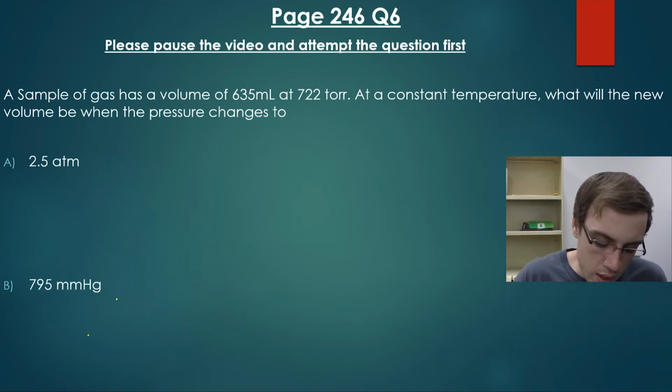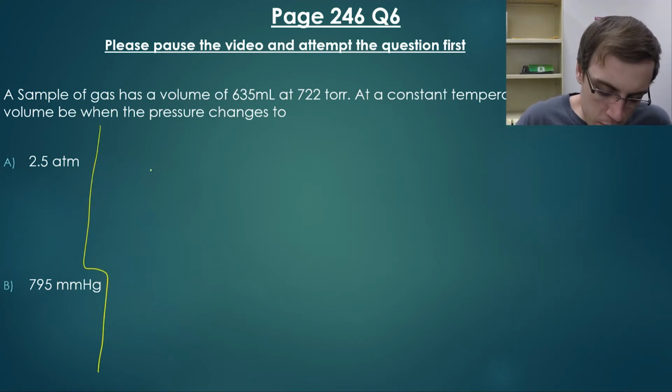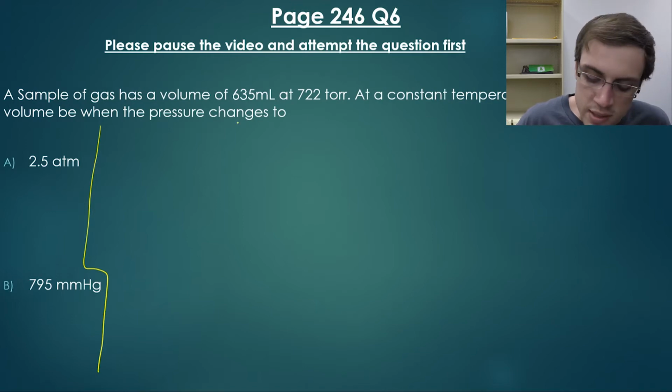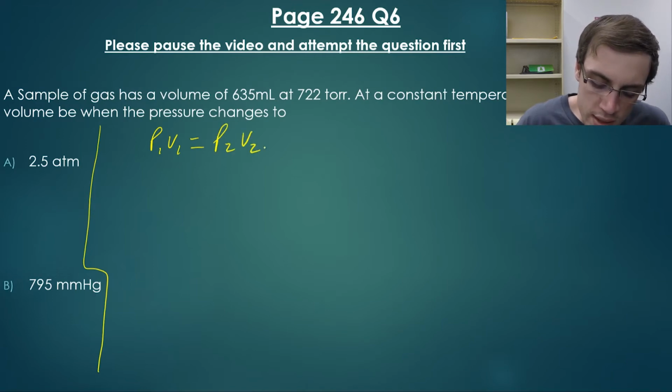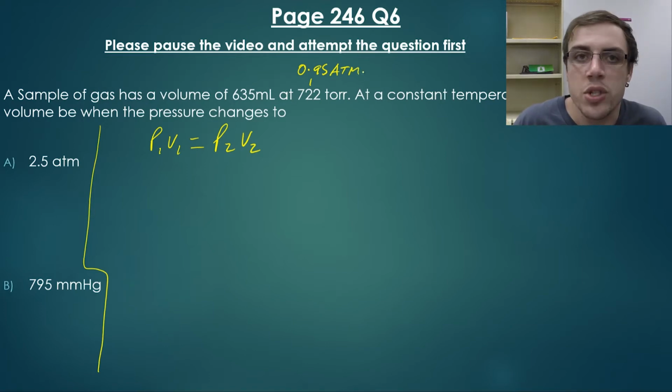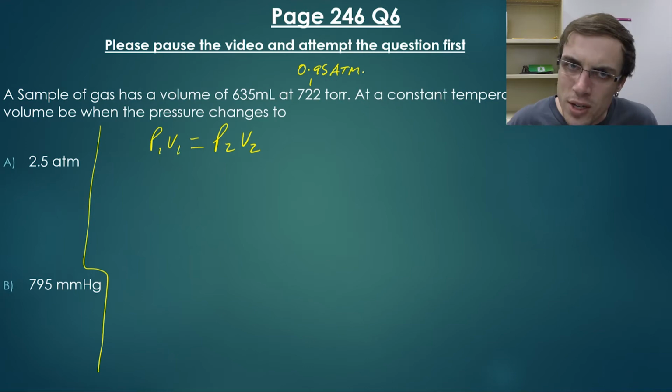Okay, now let's move on to part B. Again, it's the same type of problem, so we're going to be using P1V1 is equal to P2V2. The only thing that's changed is that now, instead of atmospheres, we've got millimeters of mercury. However, because we had already converted this to 0.95 atm, and because atmospheres are a part of our standard temperature and pressure, it's a good thing to just convert it back to atmospheres. That's what I personally do. Again, it's your option. You can choose to do what you like.